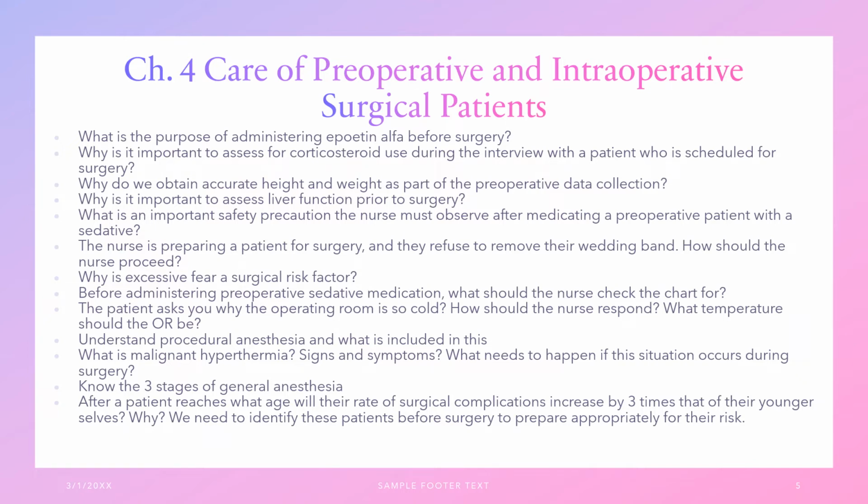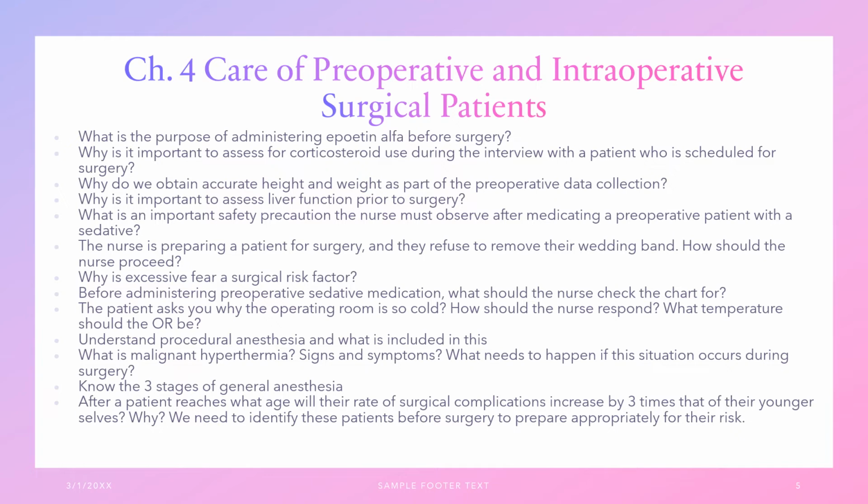Understand procedural anesthesia and what is included in this. We can find more information about this on page 79 within table 4.3, types of anesthesia. Take a look at the procedural conscious sedation, also called procedural sedation and analgesia. It is used in combination with local, spinal, or nerve blocks to enhance a patient's comfort, and this can be administered IV as well as locally.